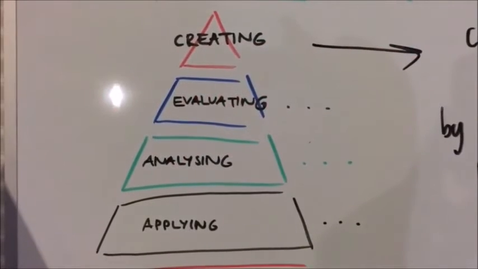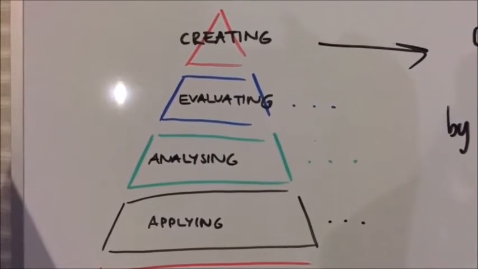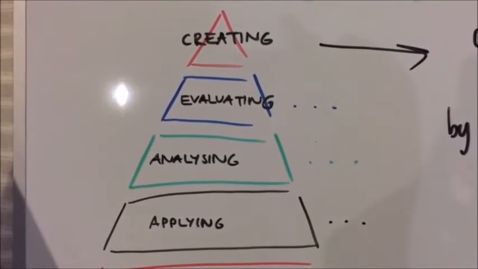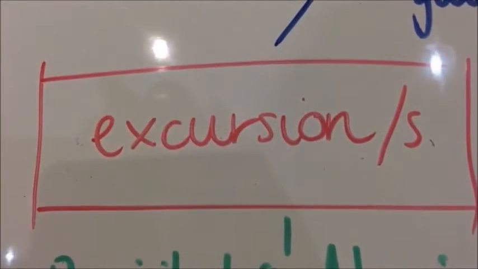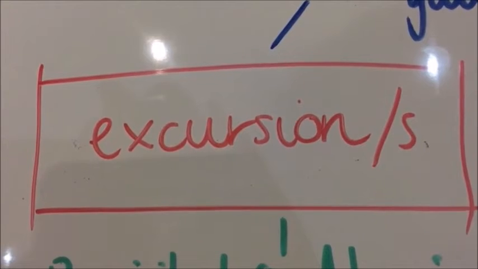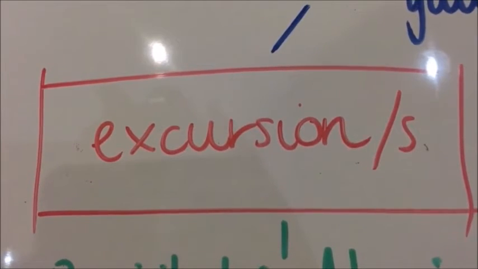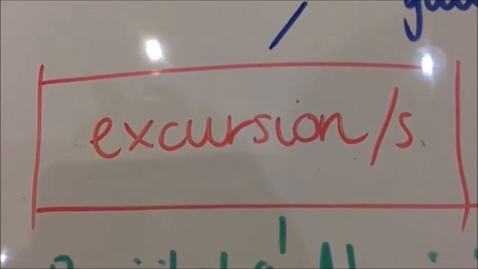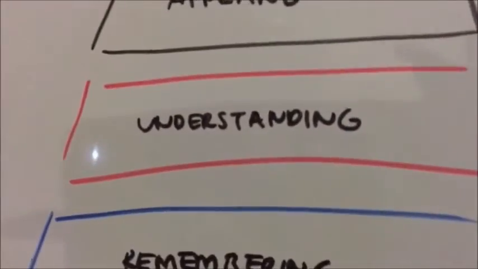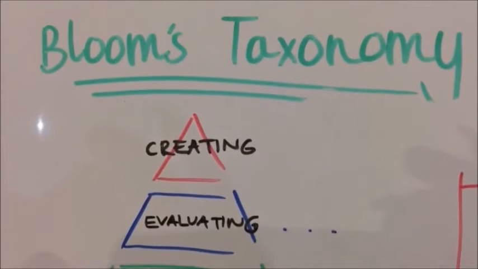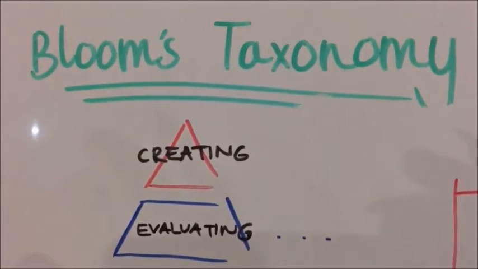Let's quickly jump to the level of creating. At this level, students formulate new structures from existing knowledge and skills. By visiting a site such as Melbourne Museum, students are able to make sense of what they have previously learnt in the classroom. This fits well with a level understanding. And now I hope you understand why we use Bloom's taxonomy theory within our lessons.